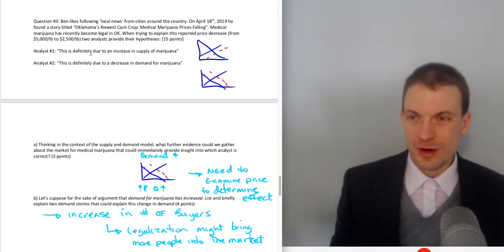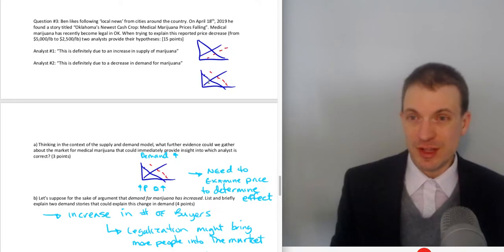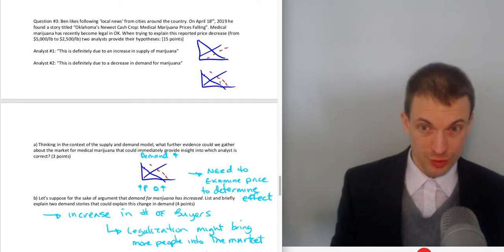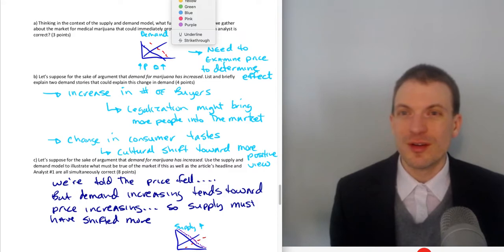So here, if we have an increase in the supply, we get an increase in quantity. Look what's happened to quantity. If we have a decrease in demand, let's take this to be the old demand and this is the new demand, this is going to be a decrease in quantity. So no, we're not looking at the price effect. We need to examine quantity.